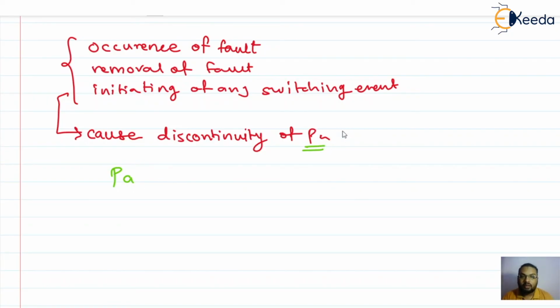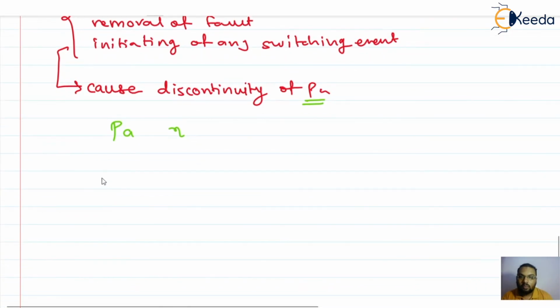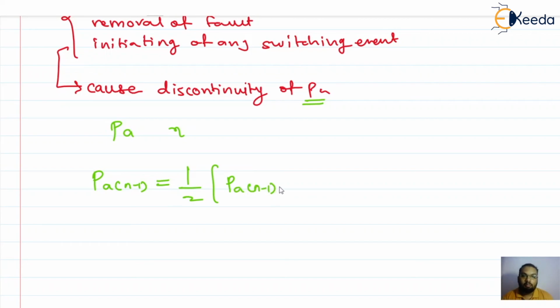This way we can calculate the value of the PA at this instant. Suppose the fault has been cleared at the beginning of the nth interval. In that case we need to calculate the value of accelerating power in the n minus 1th interval. We can calculate it as the average of the accelerating power immediately before the clearing of the fault and immediately after it, that is minus and plus. So this is nothing but the accelerating power in the n minus 1th interval.